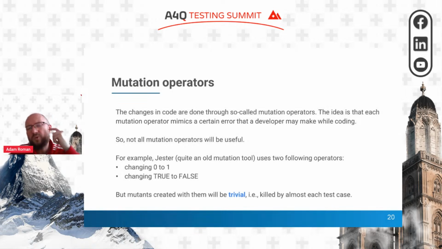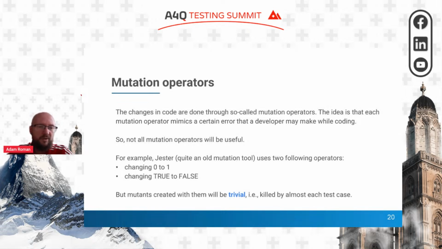For example, there's a quite old tool called Jester, and it uses in particular two operators. They change constant 0 to 1, and they change constant true to false. So usually when we change true to false, probably any test case that goes through the line in which we made this change will detect that something is wrong, because we will take a wrong path in the code and something wrong happens. So it's easy to detect such things. A mutant that is killed by almost every test case is called a trivial mutant.